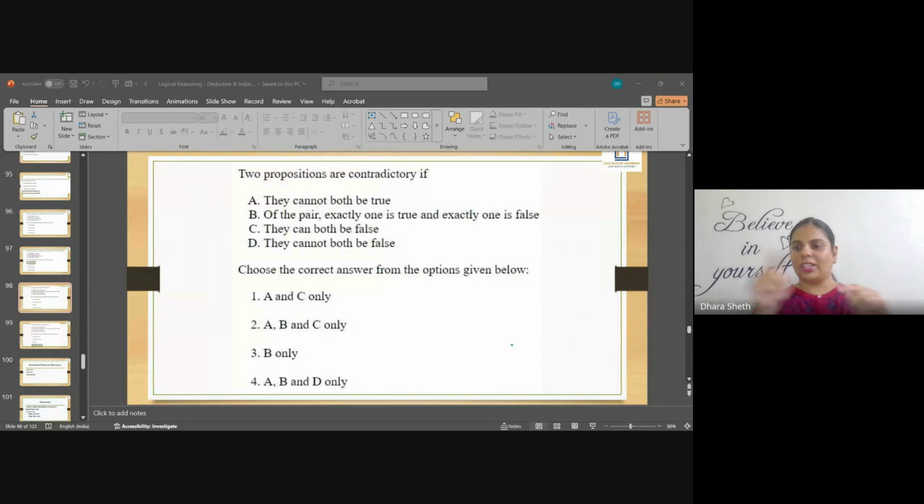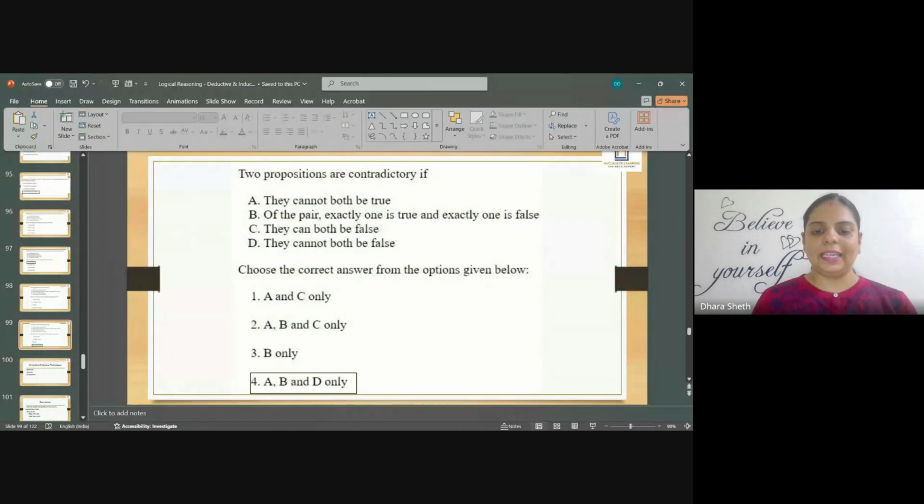Contradictory is what comes in between, crisscross. One is true, one is false. Like dark and light cannot be together. They both cannot be true, they both cannot be false. Only one is true or one is false. They can both be false does not exist for contradictories. And that is why your answer is A, B and D only. That ends our today's session.